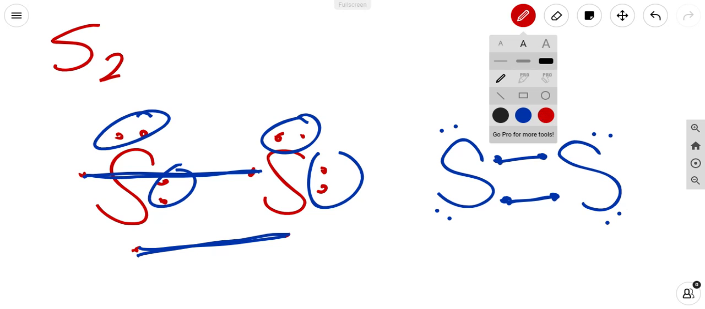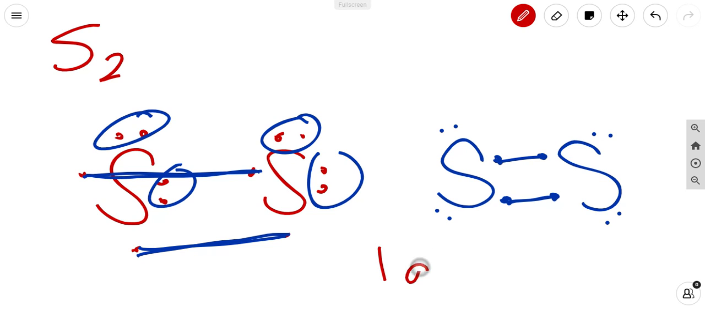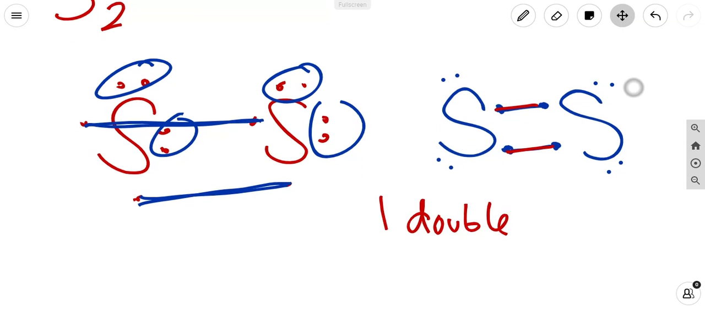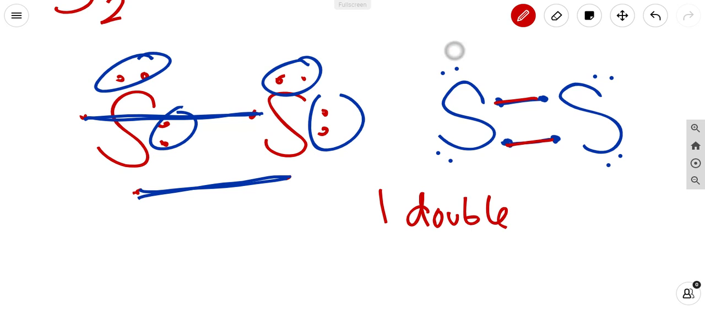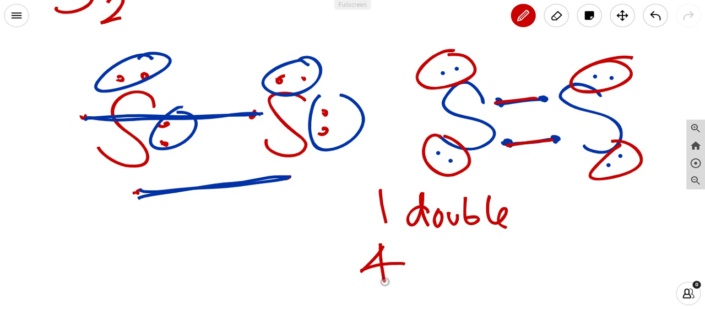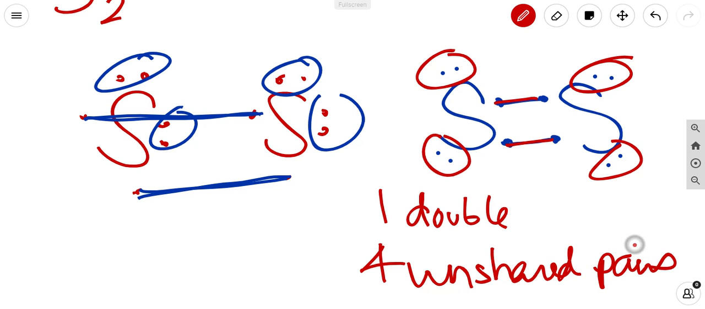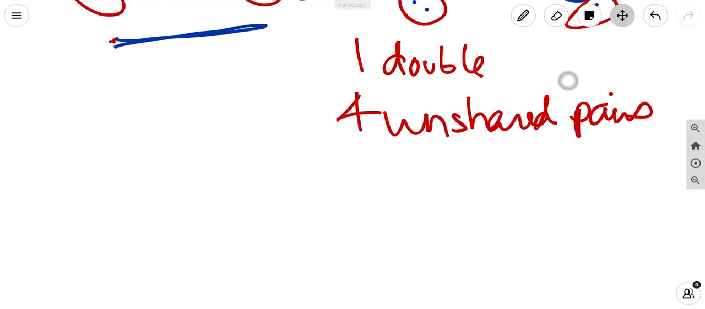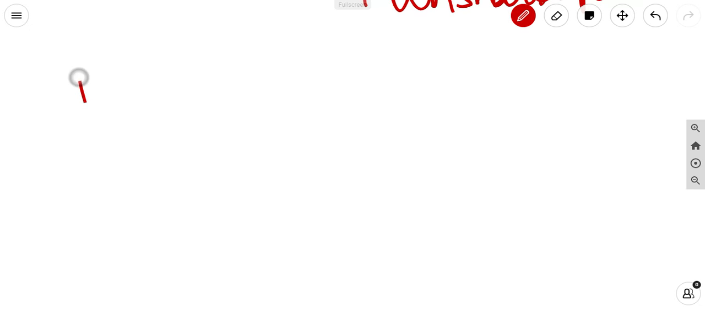So when you're telling me about this molecule, there's 1 double bond. Okay, so 2 lines make it a double. And how many unshared pairs of electrons? 1, 2, 3, 4. So there are 4 unshared pairs. Okay. The next one that you had was N2.